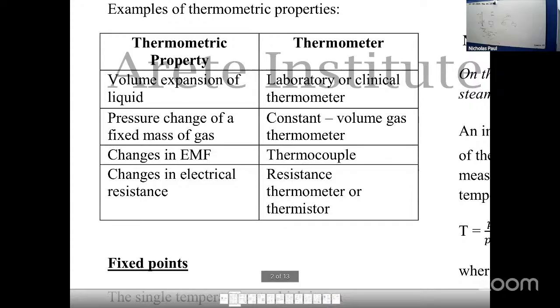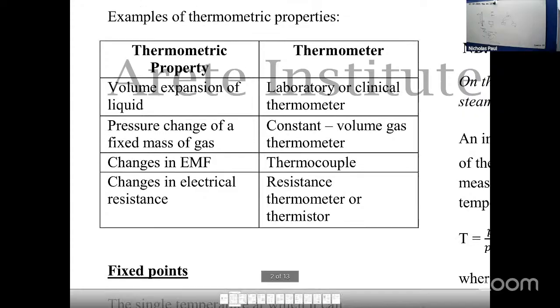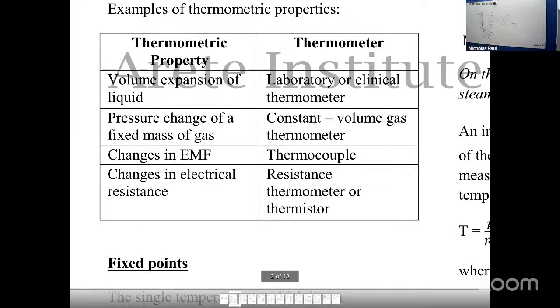We need to remember fixed points. What are the 3 fixed points? Upper, lower, and what? Get one more.